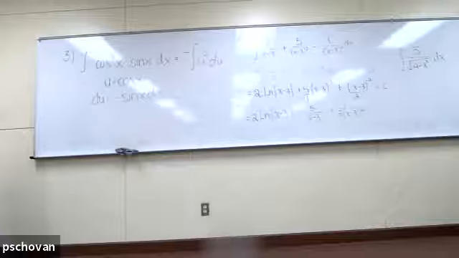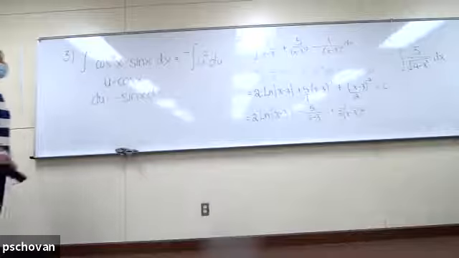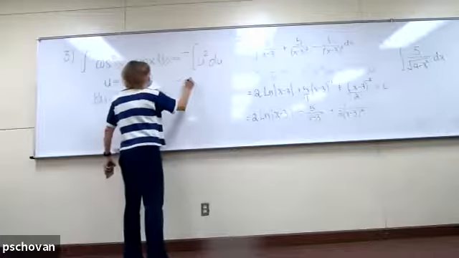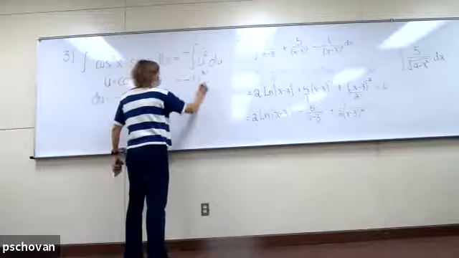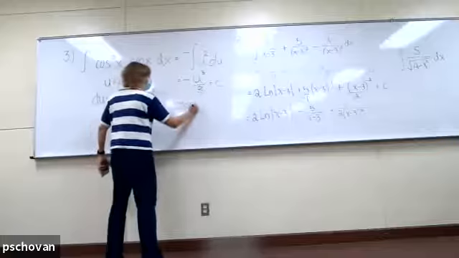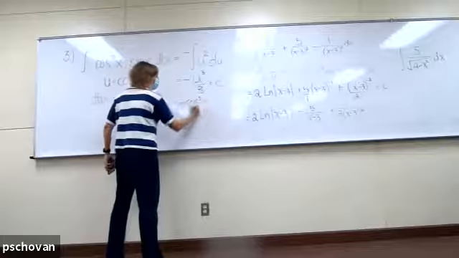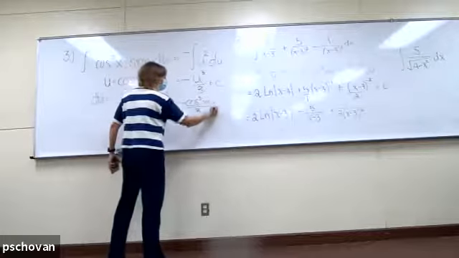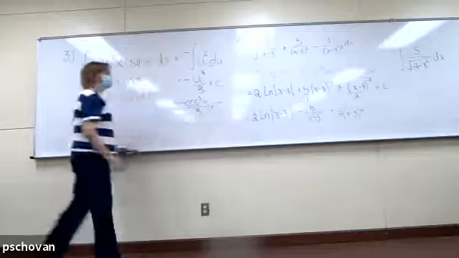So add 1 to the power, divide by the new power. We get a minus u cubed over 3, where u is the cosine of x. Okay?